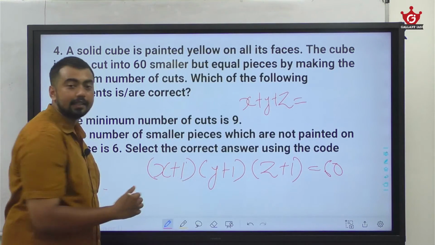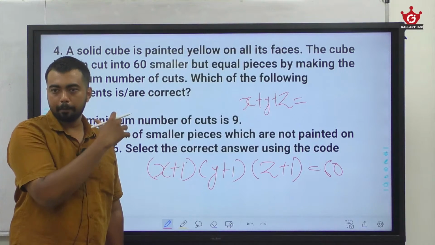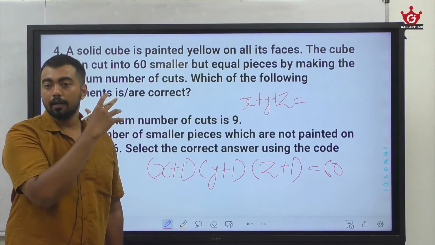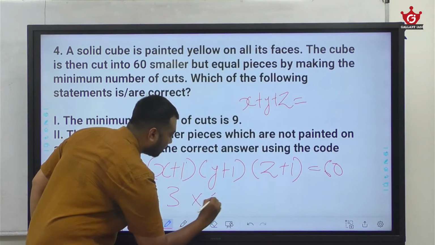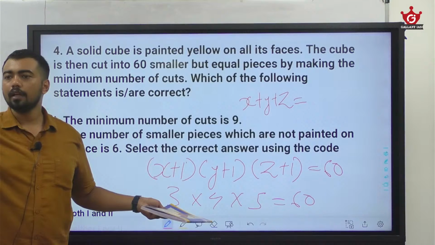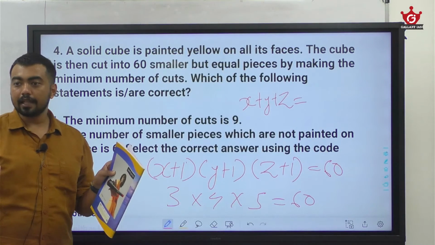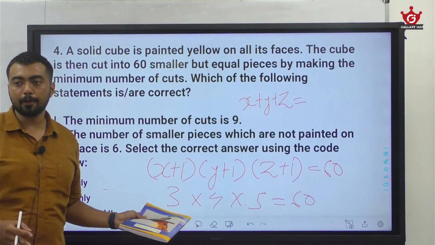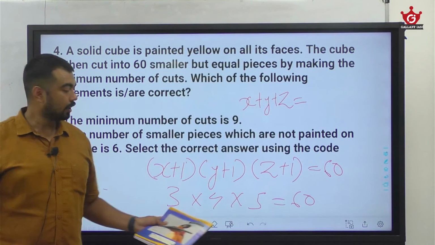And now we need to find three numbers whose multiplication results in 60. So we looked at different options. The first one was 1 into 6 into 10. The second one was 2 into 5 into 6. The third one was 3 into 4 into 5. We were getting 60. Why did we select this? We selected 3 into 4 into 5 because these are the numbers that are as close as possible to each other. We looked at other options too, but in the other options the numbers were not as close to each other. So we concluded that this gives the minimum number of cuts.